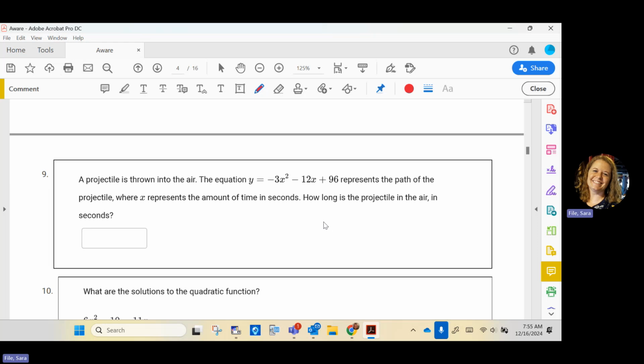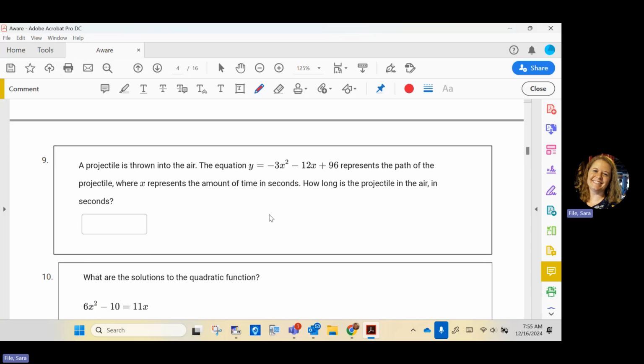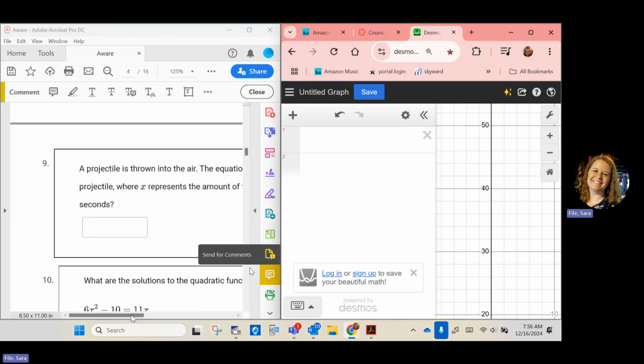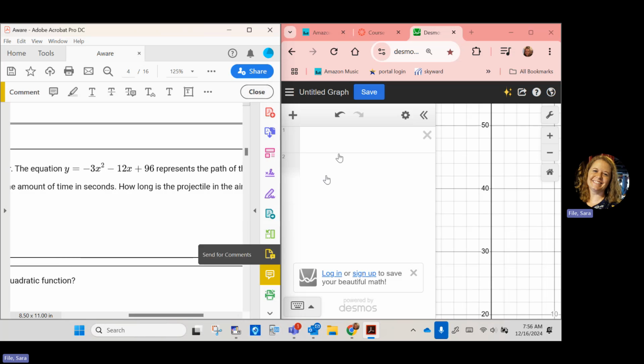Projectiles thrown in the air. This equation represents the path of the projectile, where x represents the amount of time in seconds. How long is the projectile in the air? So similar scenario, projectile in the air, except this time they're not asking us for the maximum. They're asking us for the number of seconds that it's in the air.